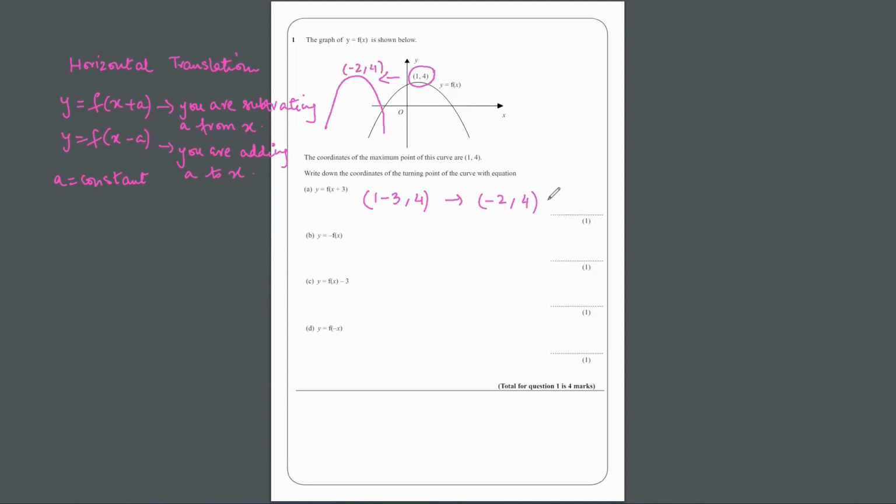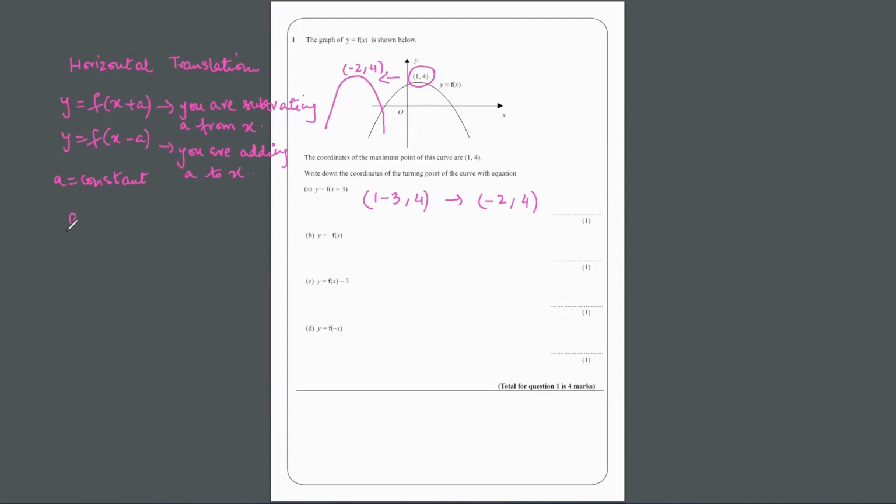As you can see, the y value is exactly the same. We're not changing anything about that. Why? Because it's a horizontal translation, not a vertical one. So the only thing that's going to change is your x coordinate. Once again, the y coordinate remains the same. So when you subtract 3 from 1, that gives us negative 2.